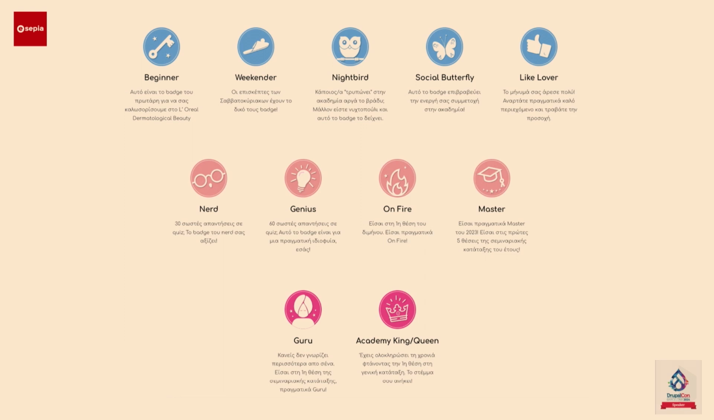This is for socializing. The second category is for knowledge. The nerd is when you respond correctly to 30 answers of the seminars of the academy. You are the genius when you reach 60 correct answers. You are on fire when you are in first place during the first semester. And you are the master if you are in the first 5 rankings for the year. At the end of the year, we have 2 badges. The first is Guru, for first place, and this badge follows the user during the next year. The second one is Academic King or Queen, when you are in first place in both socializing and knowledge questions. So this is a kind of recognition to the members.